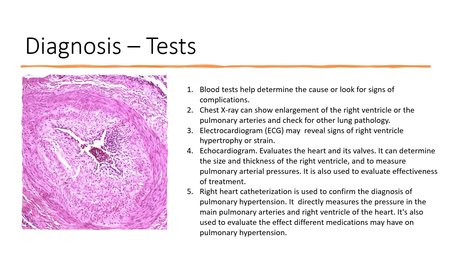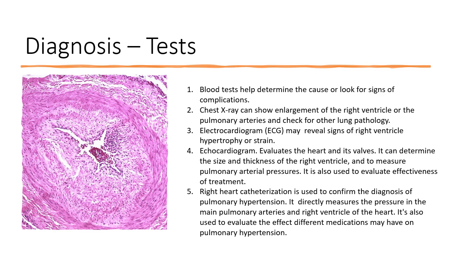Second is chest x-ray, which can show enlargement of the right ventricle or the pulmonary arteries and check for other lung pathology that can cause pulmonary hypertension. Third is an electrocardiogram or ECG, which may reveal signs of right ventricular hypertrophy or strain. Fourth is echocardiogram, which evaluates the heart and its valves. It can determine the size and thickness of the right ventricle and measure pulmonary arterial pressure. It is also used to evaluate effectiveness of treatment.